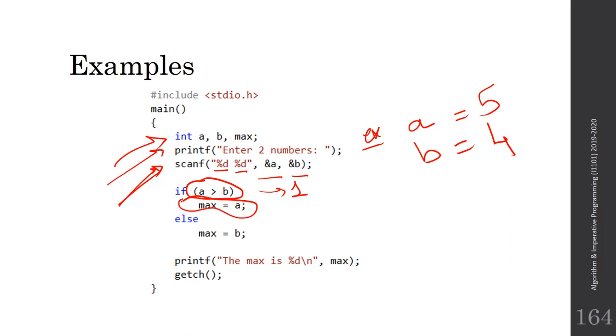So we will execute the first block. We will put the value in A in max. So in maximum we'll have the value of 5, and then we'll print on the screen the maximum is 5.